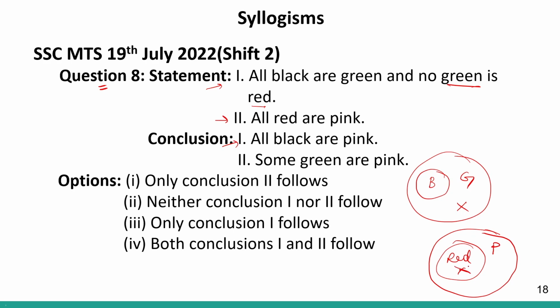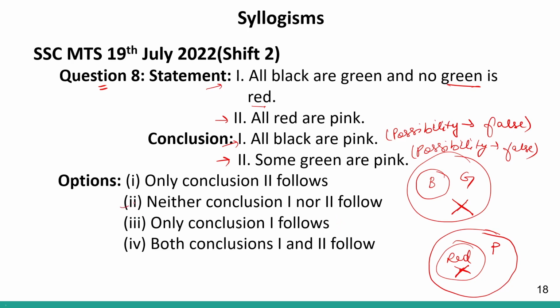There is restriction on red and green, right? So all black are pink is a possibility. So this will be false, correct? Conclusion number 2 says some green are pink. So some green are pink, again it is a possibility. Therefore, it will also be false. So, basically, both the conclusions will be false.